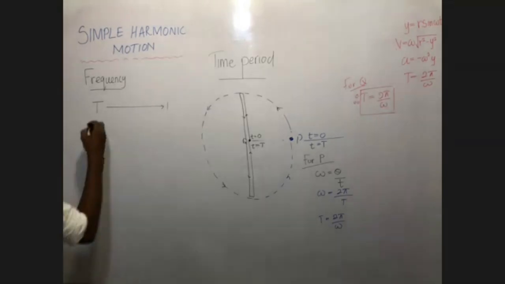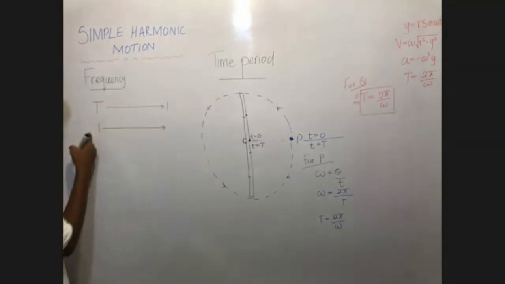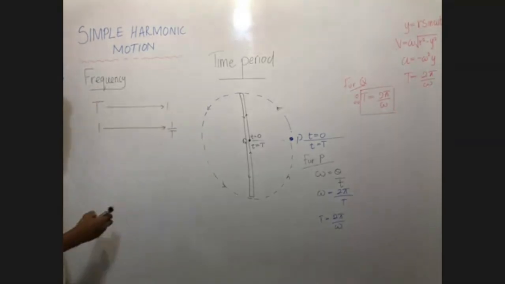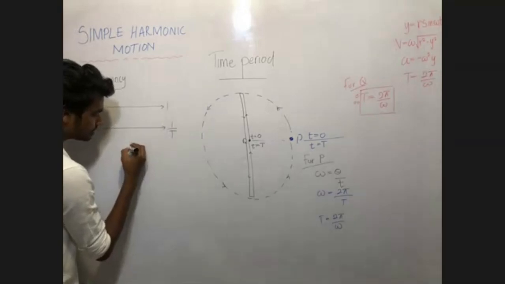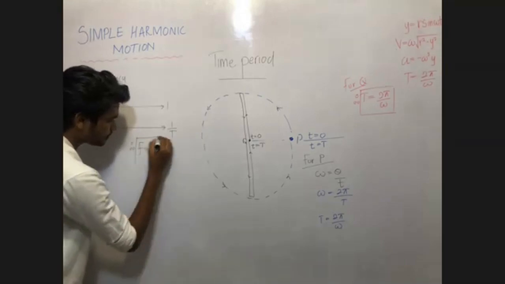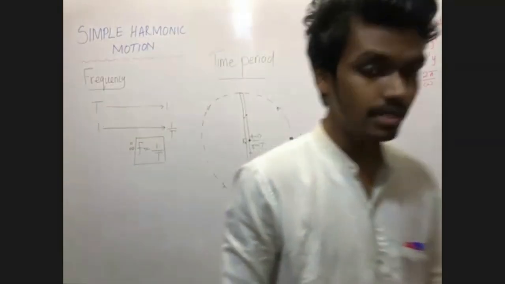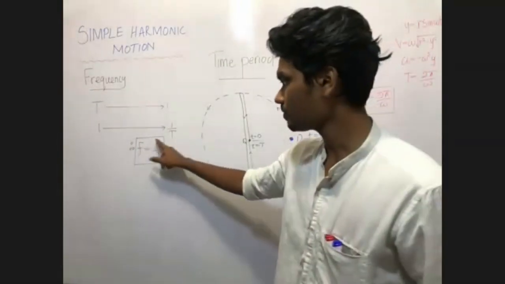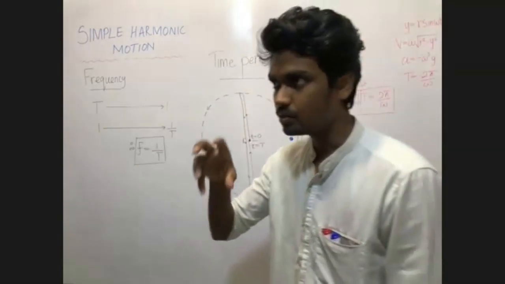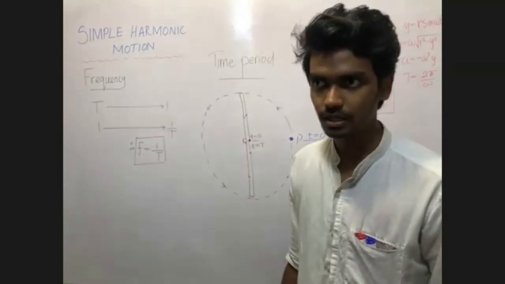Let's see how many oscillations it will make within 1 second. In 1 second, how many oscillations? 1 over T, which means this is frequency. Frequency is equal to 1 over T. So the equation for frequency is 1 over the time period.